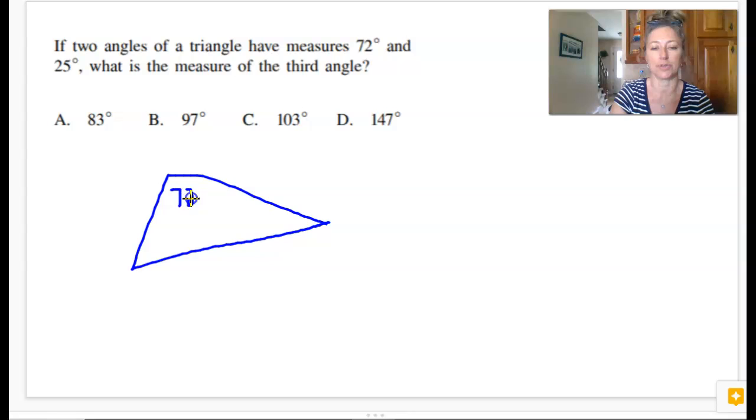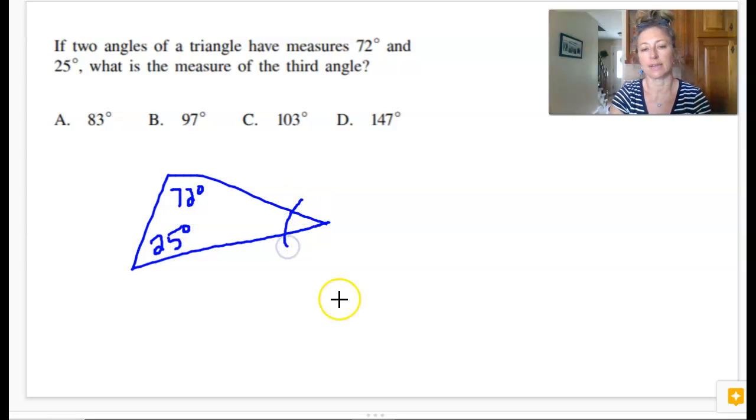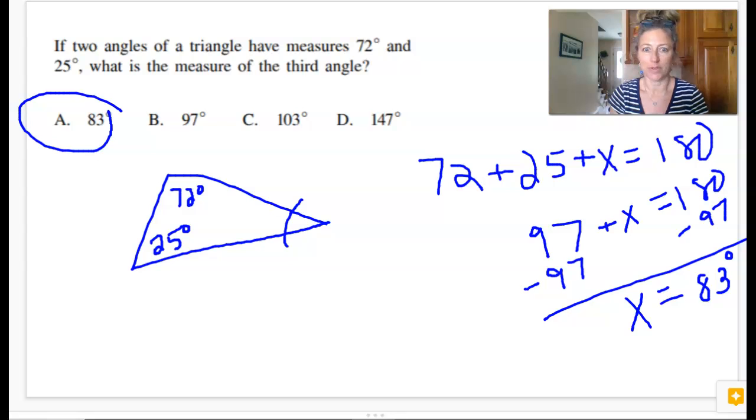This is 72 degrees. And this angle, let's say, is 25 degrees. What's this angle? I want you to try this one and calculate it. Hopefully, when you finished all of your work, you found out that the missing angle was 83 degrees. If you did not get it correctly, here is all of my solution right here on the right. Let's try another one.